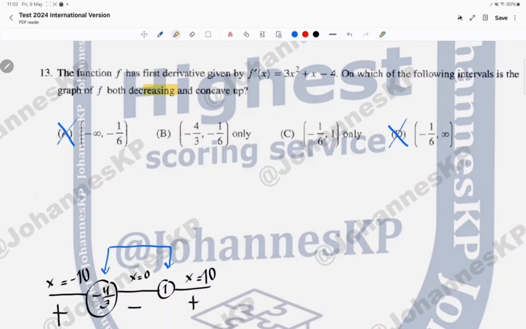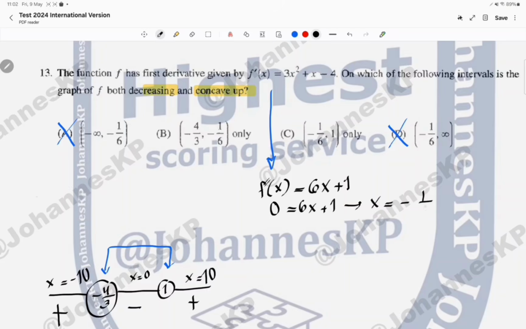What I can do is check the second condition, which is concave up. You know what that means to be concave up? Not just opening up. It means you take your second derivative, you equalize it to 0, you find the inflection point, and you also do a sign test. So now, let's take our second derivative. What's the derivative of 3x squared? 6x. Derivative of x? 1.